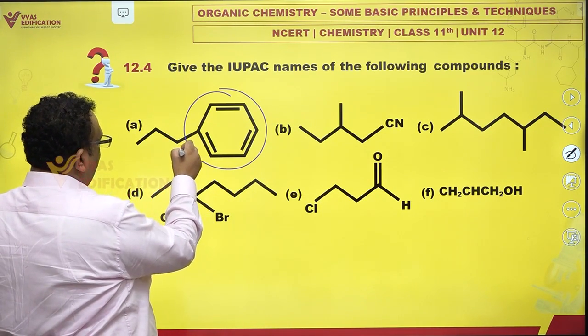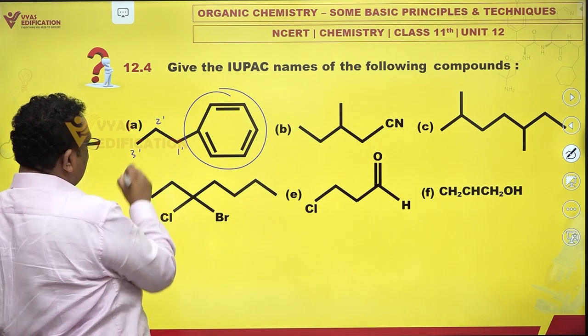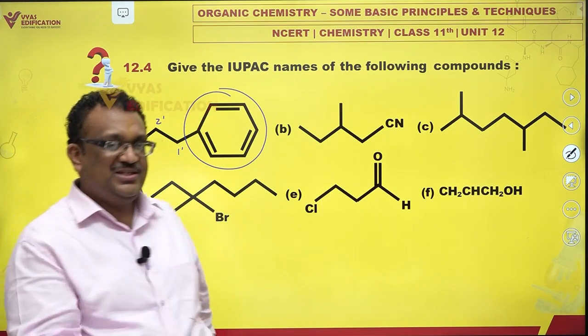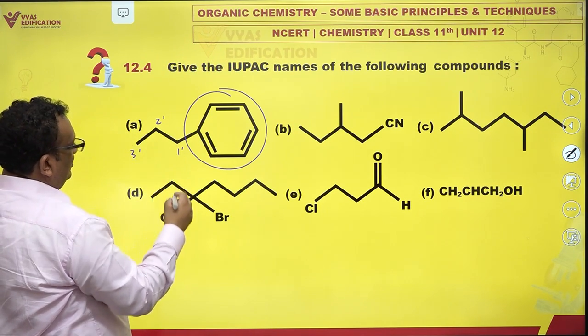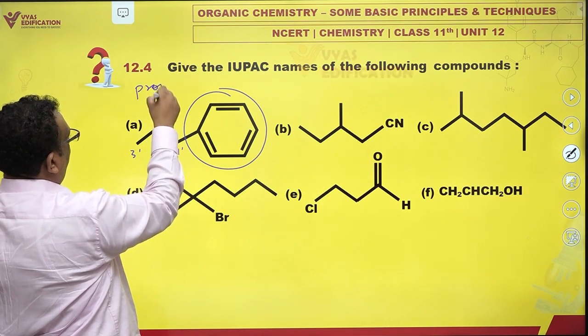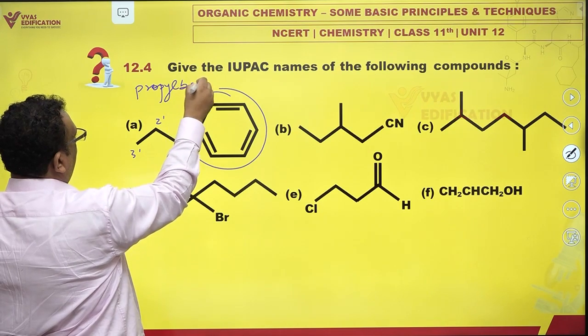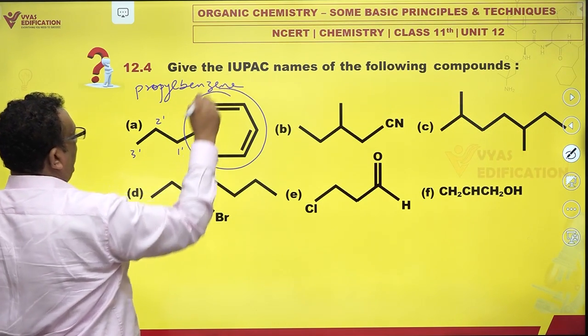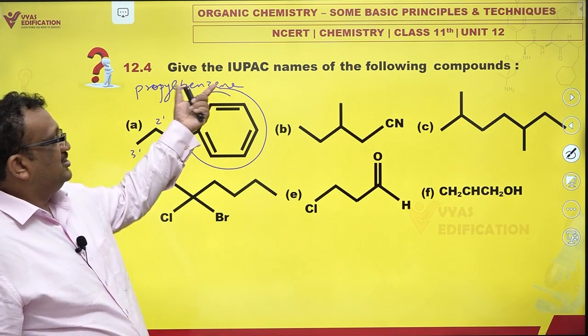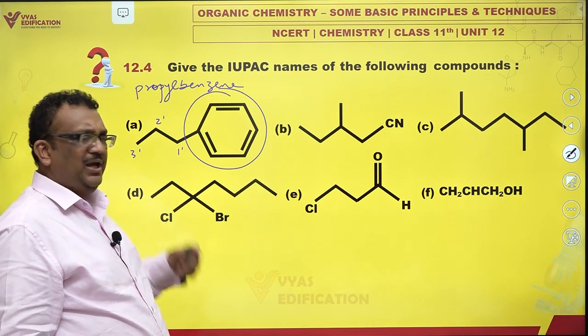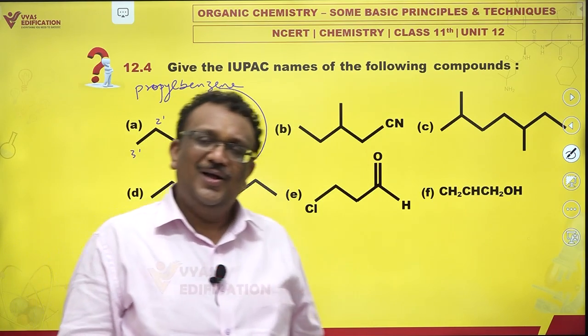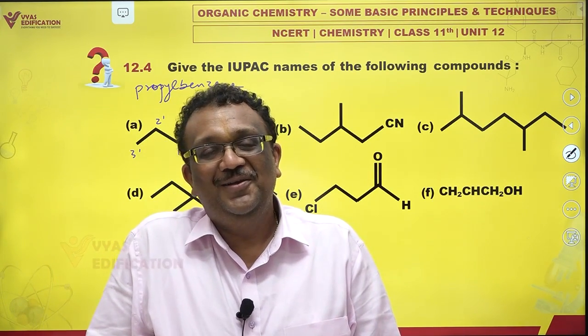And 1 dash, 2 dash, 3 dash. Dash indicates it's a side chain. So what is that? Well, it is propyl. So this would be simply propyl benzene. Parent chain is benzene. It is written at the end. The prefix is the side chain. So this is propyl benzene. That's it. As simple as this. Simple propyl benzene.